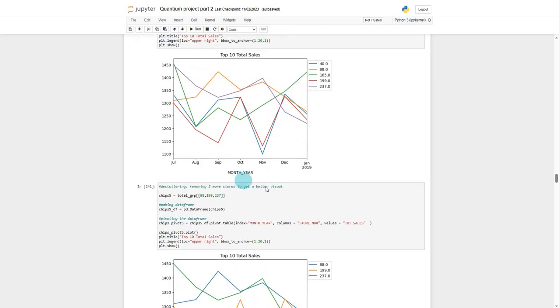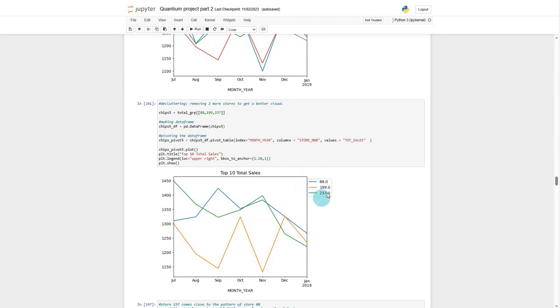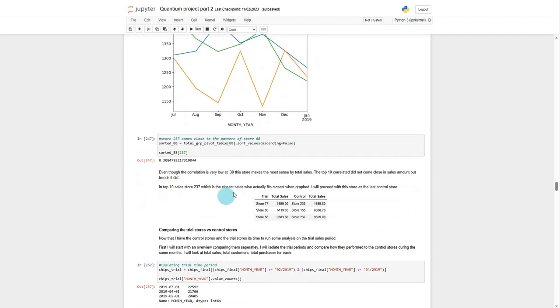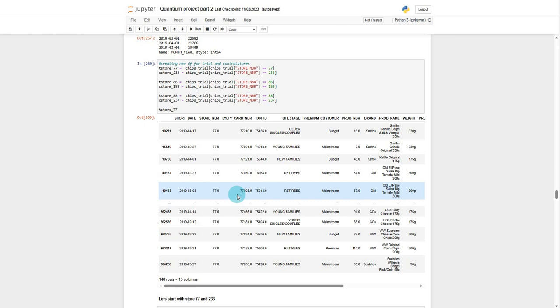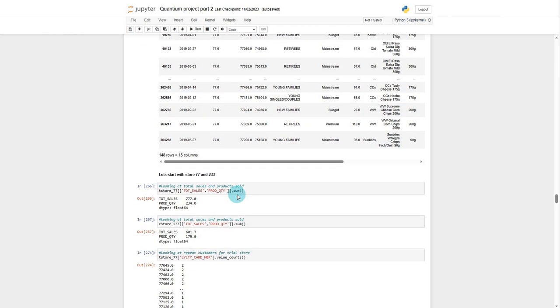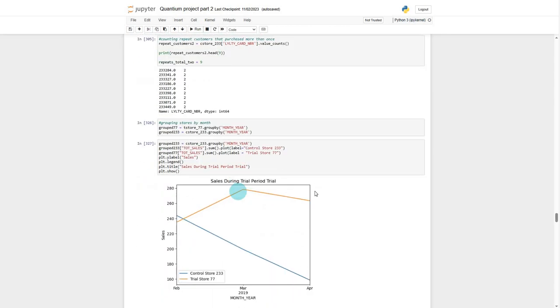And I just kept narrowing it down. And here you can see that with the last three, 237, 199, and then the trial store 88, store 237 basically comes the closest with the sales trend, with the total sales pattern. So I ended up going with this store, even though its correlation was really low. And then I started to review each trial store and its control store to see how they performed.